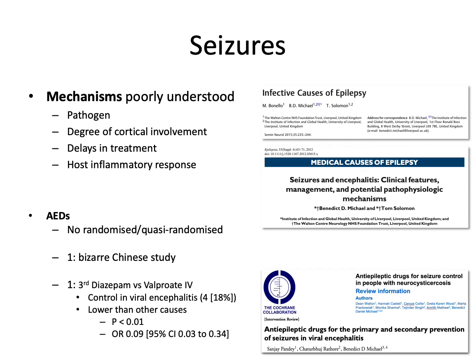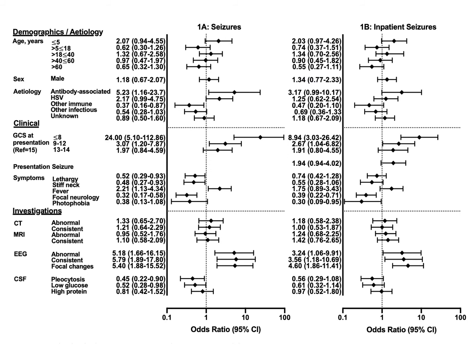So with regards to seizures, the mechanisms of what's actually causing the seizures is poorly understood. To what extent it's the virus, or is it the degree of the volume of brain involved, or is it the time to treatment, or something about the inflammatory response is unclear. And what's really important is there have been no randomized or quasi-randomized trials actually looking at using anti-seizure drugs, which we know are effective for seizures, in patients with encephalitis.